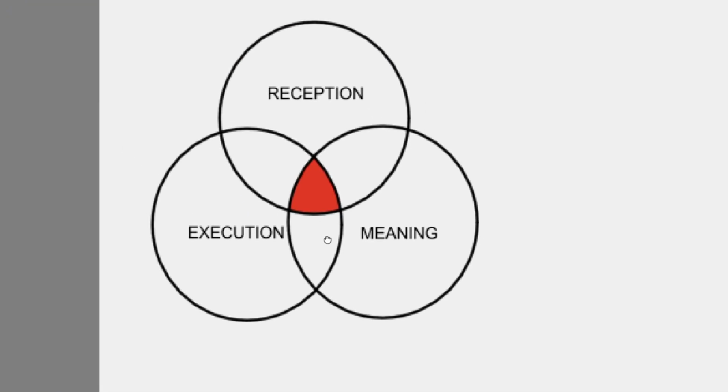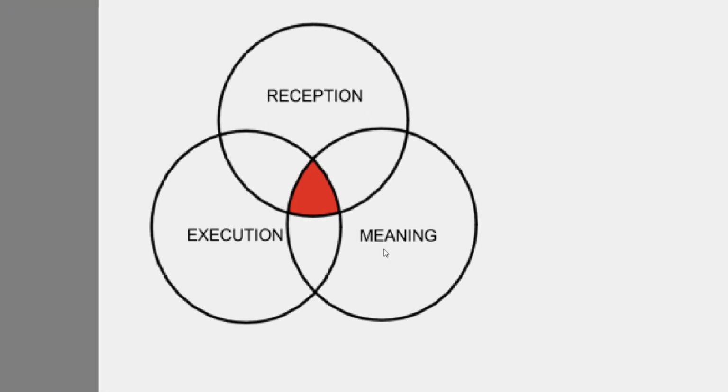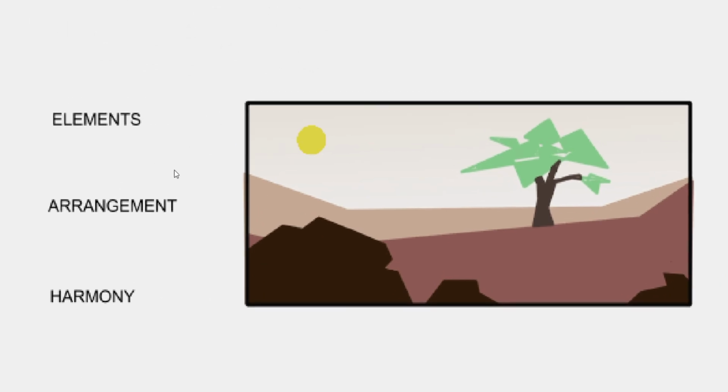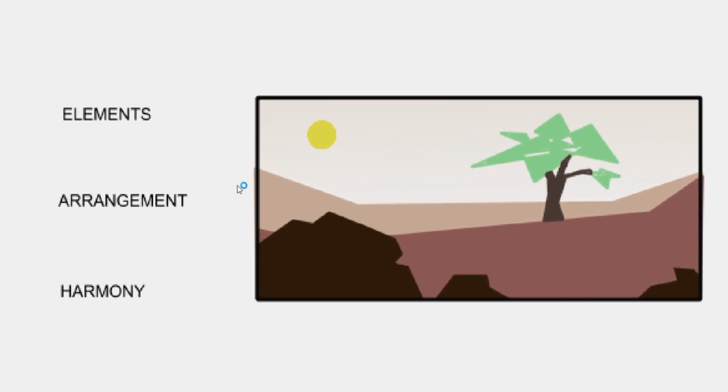Art is made up of three things: execution, meaning, and reception. Today, we'll look at what execution entails. So execution is comprised again of three things: elements. So elements like rock, like this rock here.